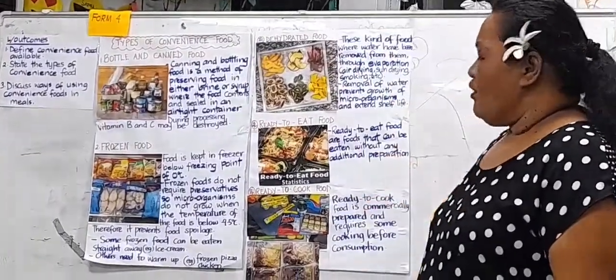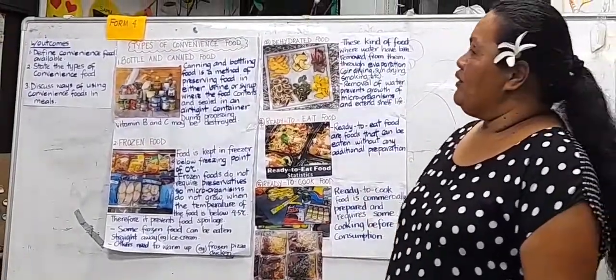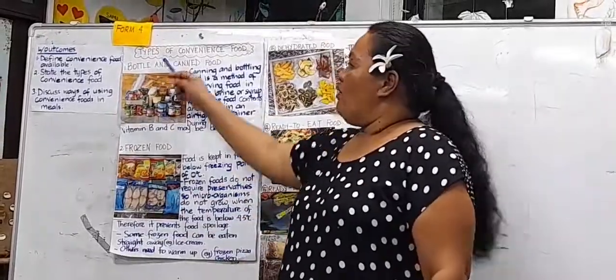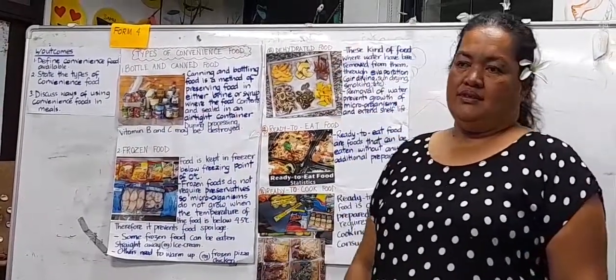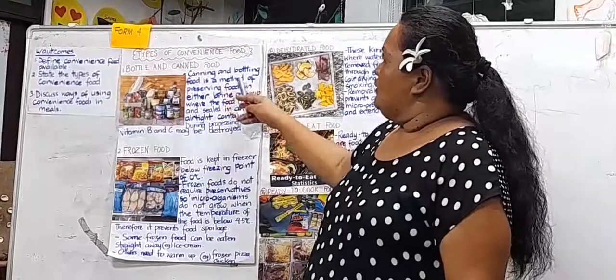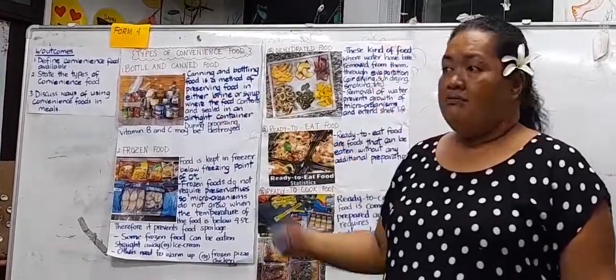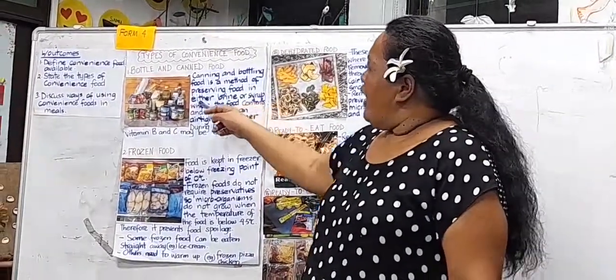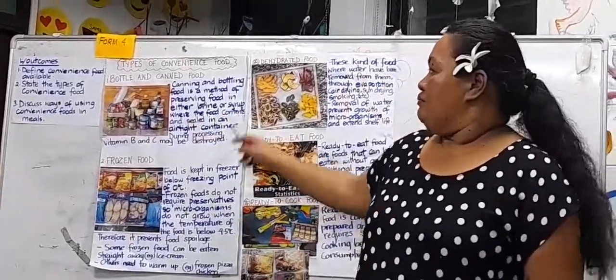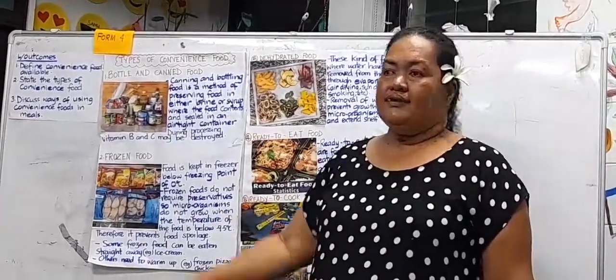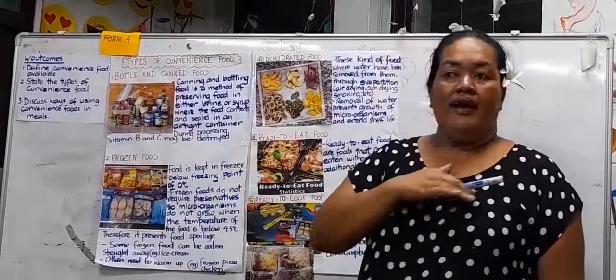There are 5 convenience foods I can share with you today. The first one is bottled and canned food. Bottling and canning is a method of preserving food in either brine or a syrup, where the food content is sealed in an airtight container.